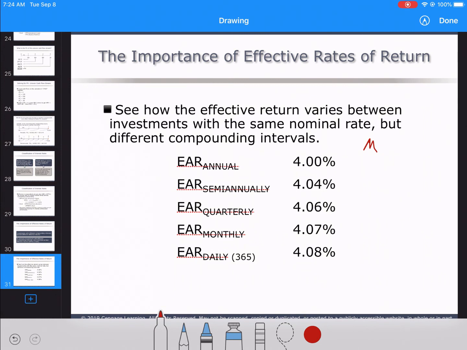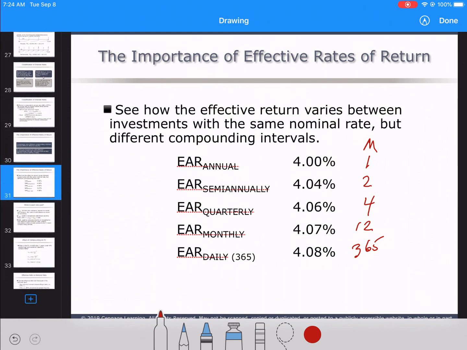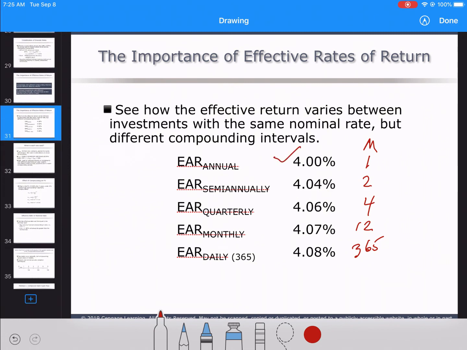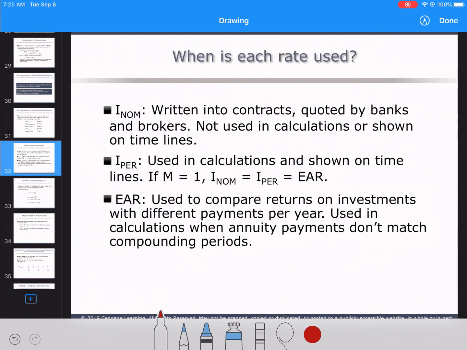So let's say this is just 1 compounding, this is 2 compounding, this is 4 compounding, this is 12 compounding, and this is 365 compounding. All right? And you can see that from 4% it goes to 4.08. All right, so this is the question. They say, can there be any time where periodic rates and effective annual rate are the same? You say yes, m equals 1.